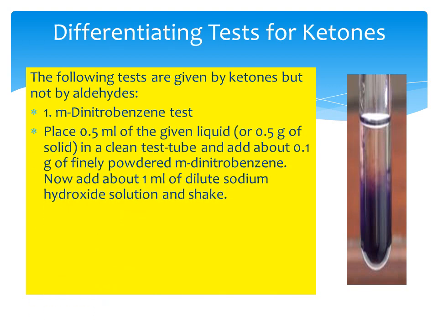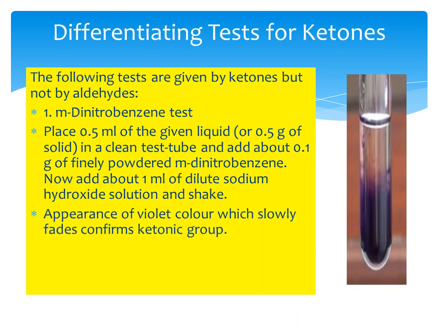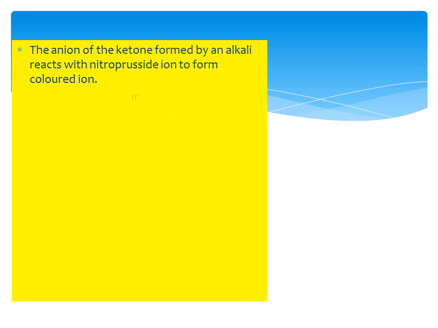Now the specific test for ketones, that is given by ketones but not by aldehydes, is the dinitrobenzene test, in which you take 0.5 ml of the given liquid, or about 0.5 grams, in a clean test tube, and you add finely powdered meta-dinitrobenzene. Now add 1 ml of dilute sodium hydroxide solution and shake it well. Appearance of a violet color that slowly fades confirms the ketonic group, and benzophenone does not give this test. This is a specification because benzophenone still has a ketonic group, but the test is not reliable and is negative for benzophenone.